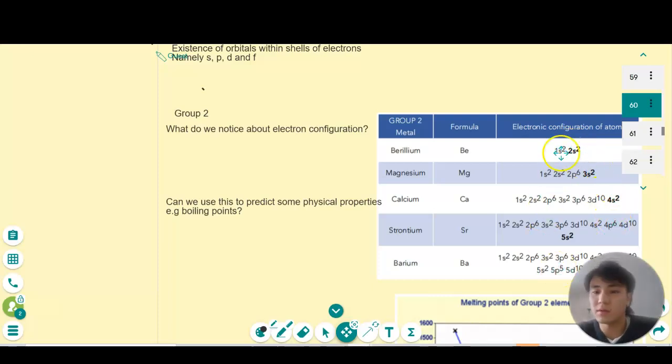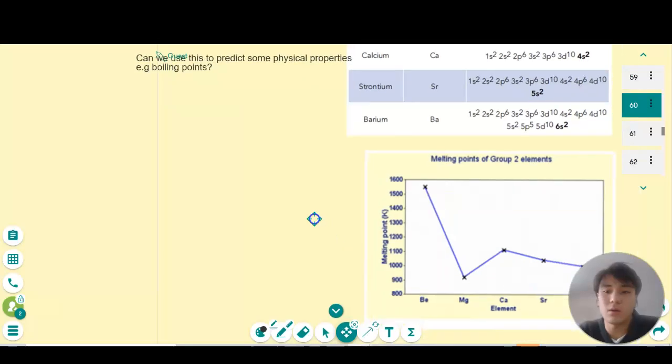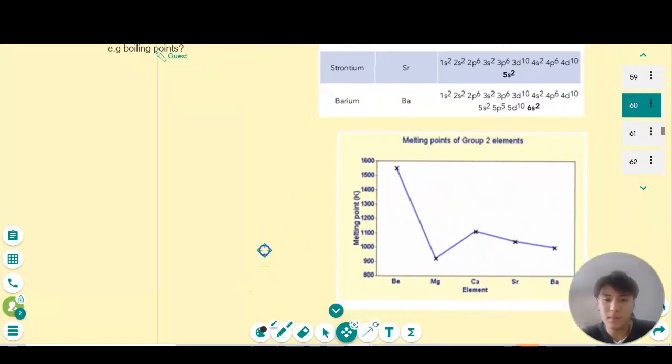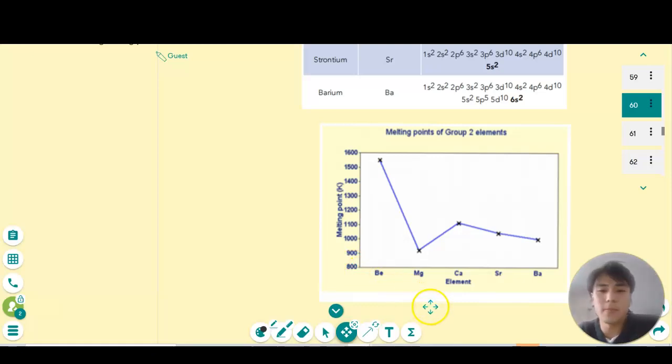From this information, can we now deduce some things about the physical properties, for example boiling point? Well, if we look at this graph I have here, apologies if it's slightly blurry, as we go down our group, so beryllium, magnesium, calcium, strontium, barium, what sort of trend can we see here? Well, overall, if we were to just draw a line here, it would be a negative line. It will be decreasing. So as we go down the group, the melting points of our Group 2 elements decrease. So in general, why is this happening?